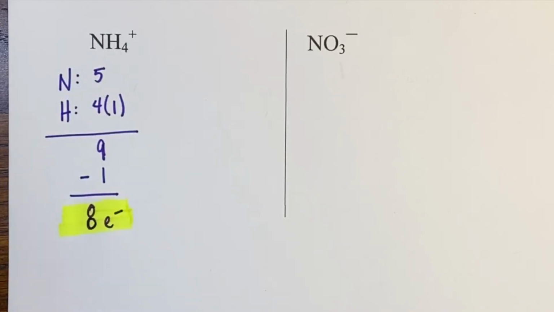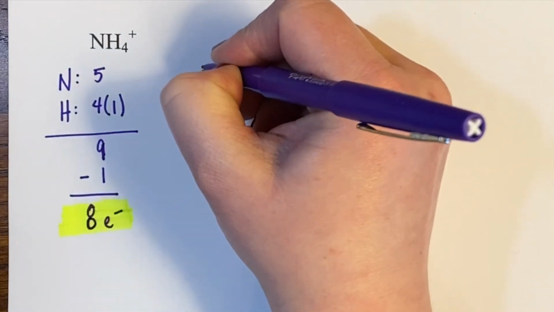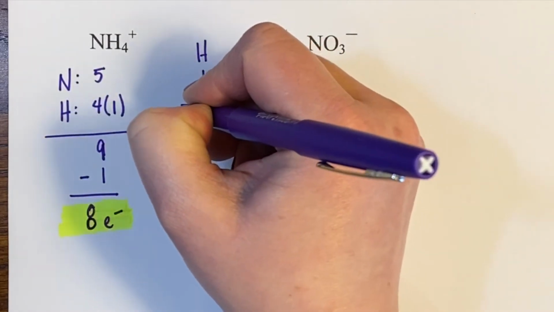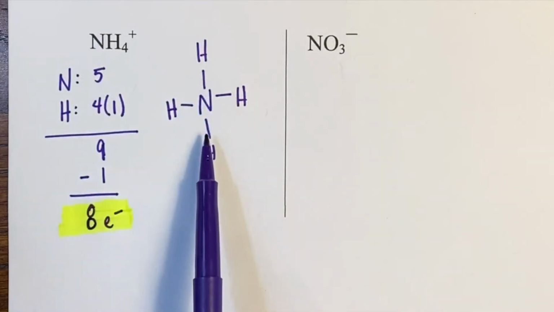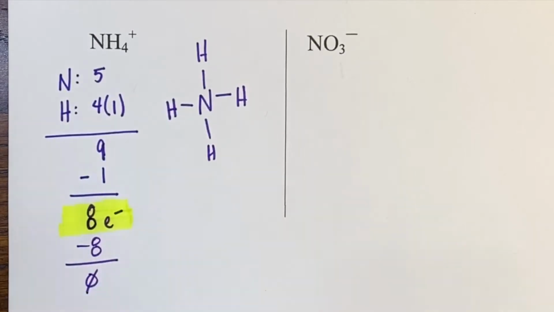So as I follow my rules, when it comes to my central atom, my best candidate is the nitrogen. So my nitrogen goes in the middle, and I'm going to bond my 4 hydrogens to it. In doing so, I use 2, 4, 6, 8 electrons, which are all the electrons I have, so I'm out of electrons. This is almost the correct Lewis structure for this molecule because I still have to include the charge.